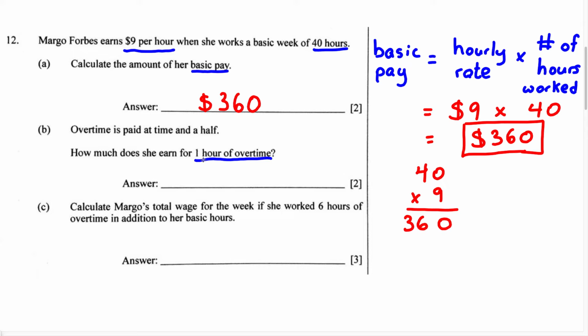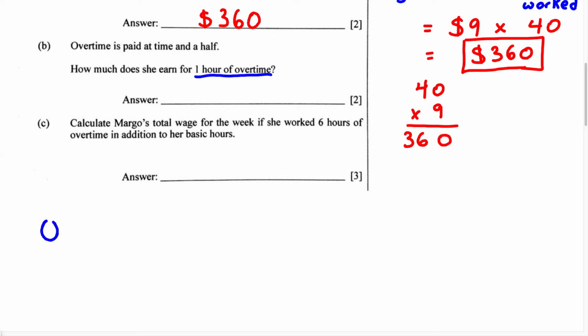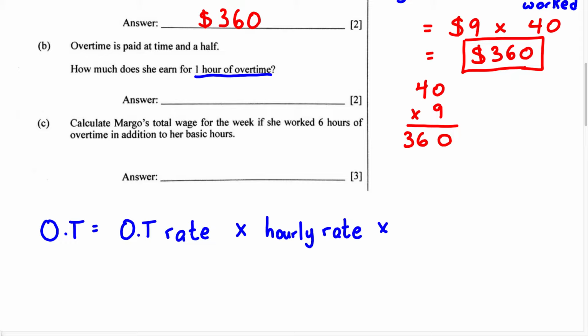In order to calculate how much she is going to earn for 1 hour of overtime, we must know the overtime formula. Now the overtime formula is going to be, I'm going to write it right here. So the overtime formula, I'm going to write OT for overtime equals overtime rate multiplied by her hourly rate multiplied by the number of hours she worked overtime. Now that we have this formula, we're just going to chug and plug. So to calculate the overtime, we need to find the overtime rate, and this is usually given to us in the problem.